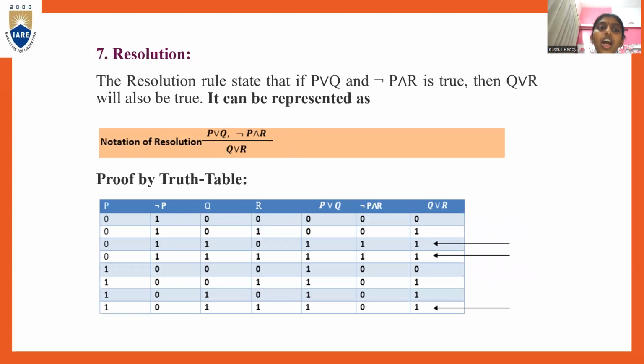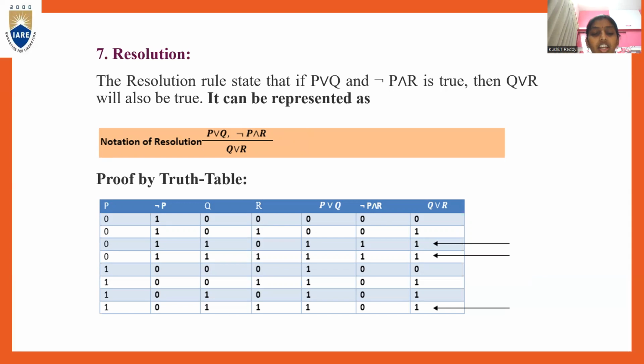Coming to the resolution, the resolution rule states that if P or Q and negation P or R is true, then Q or R will also be true. It can be represented as follows. So notation P or Q, comma negation P or R, then these two equations can be written as Q or R. So let us prove it by using the truth table. So here you are going to get 3 variables, that is P, Q, R. So you are going to get 8 combinations again.